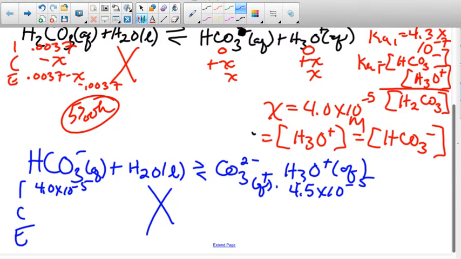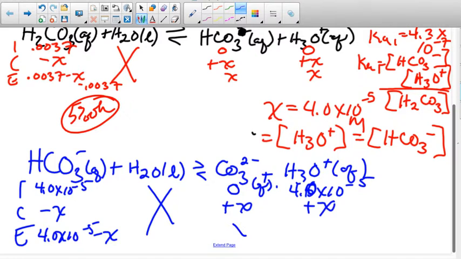Do I have any carbonate initially? No. We wrote 4.5, but it's 4.0. Which way is the equilibrium going to shift then? Because I have hydronium there. To the right. Why is it still going to shift to the right? You don't have one of those. Good, because I don't have carbonate yet, so it is going to shift. Plus X, plus X, plus X. 4.0 times 10 to the -5 minus X. X.